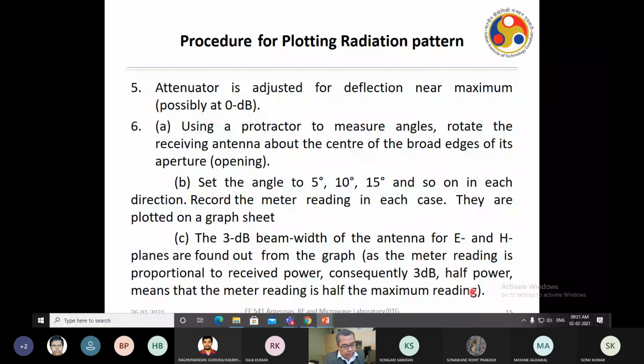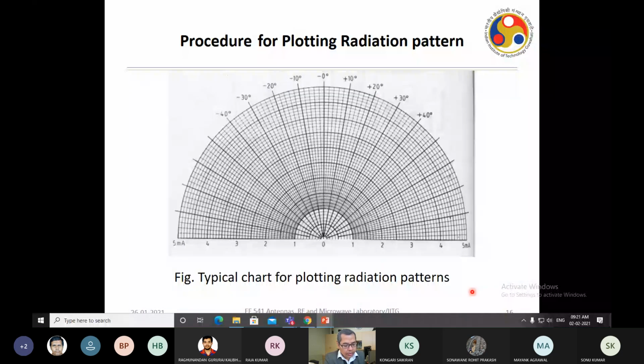So usually this is a graph sheet used for plotting the radiation pattern for both E plane and H plane. So at, let's say, 10 degree, how much is the VSWR meter measurement, 20 degree, 30 degree, 40 degree, you plot it. Similarly, in this plane also you can plot it, minus 10 degree, minus 20 degree, then you can have a radiation pattern, something like this.